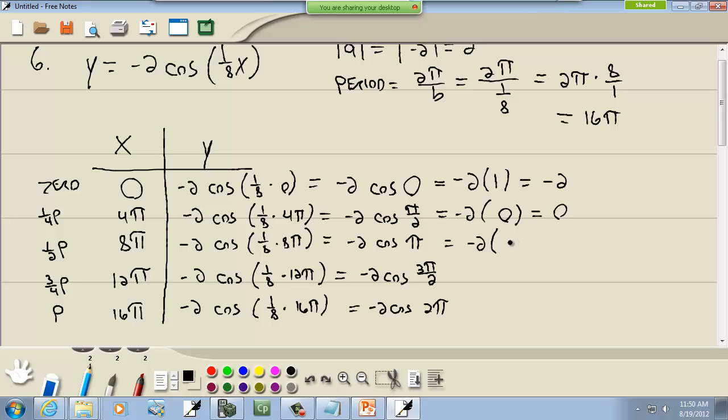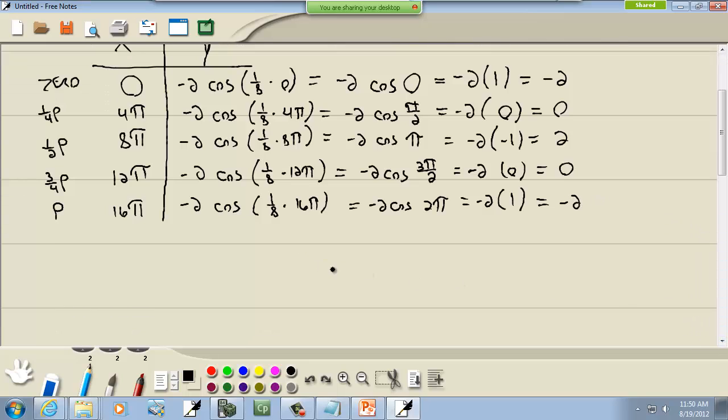Cosine of pi, that's at negative 1. So that gives us a positive 2. Cosine of 3 pi over 2 is back to 0. So negative 2 times 0 is 0. And down to here, your period is the same as your starting place. So it's back to 1, which gives us negative 2.